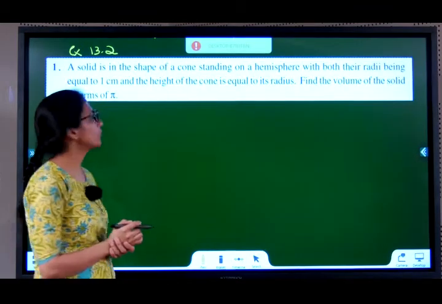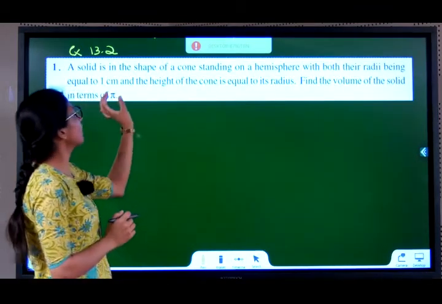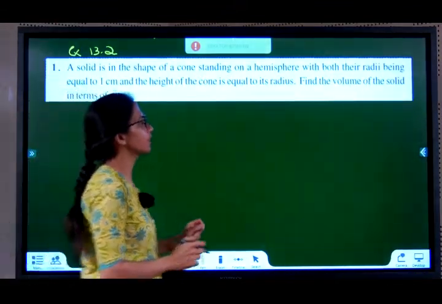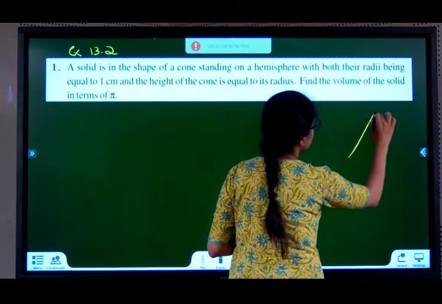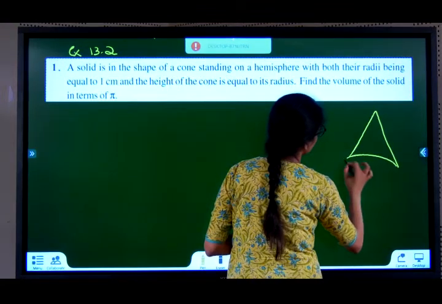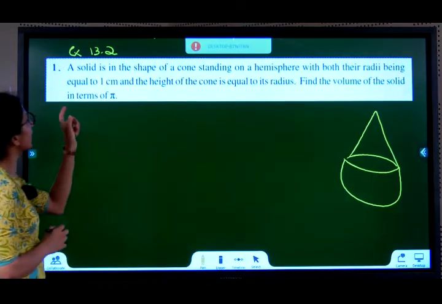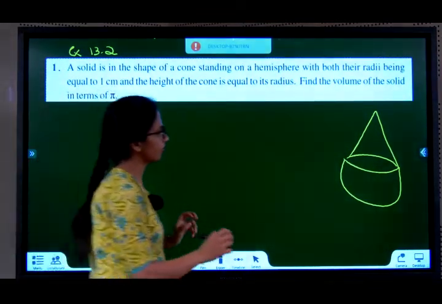Exercise 13.2, first question. A solid is in the shape of a cone standing on a hemisphere. There is a cone standing on a hemisphere with both their radii being equal to 1. Both of them have radius 1.